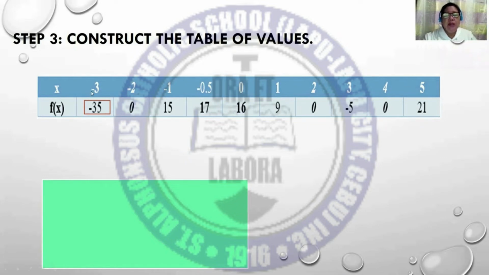You can start with the lower bound, which is negative 3. The result is negative 35. Then you can use negative 2. The result is 0. Negative 1, 15. Then you can use negative 0.5, which is equivalent to 16 point something, or you can round off to 17. 0 is 16, 1 is 9, 2 is 0, 3 is negative 5, 4 is 0, and 5, this is the upper bound. The result is 21.